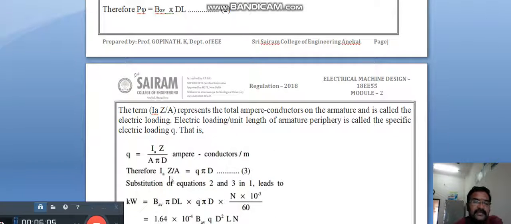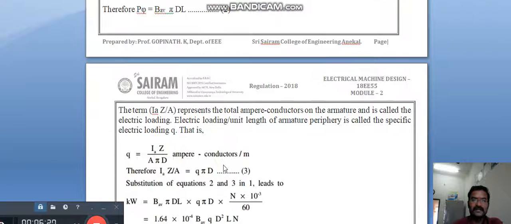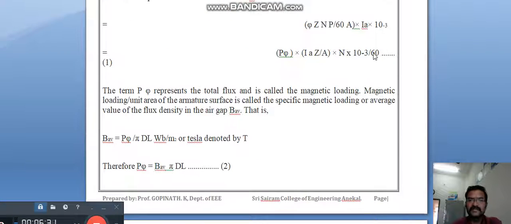So I_a Z by A is equal to q into pi D. If you simplify this equation, we will get I_a Z by A is equal to q into pi D. Let us consider this as equation 3. This is the second equation and this is the third equation. We are going to substitute these two equations in the first equation.